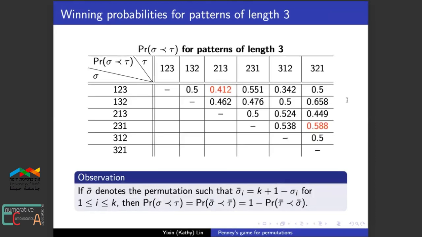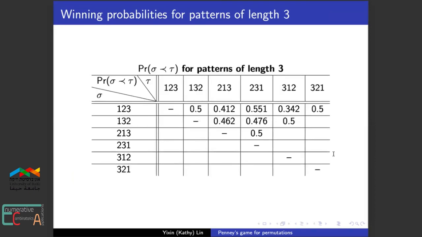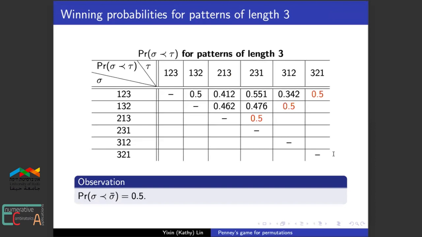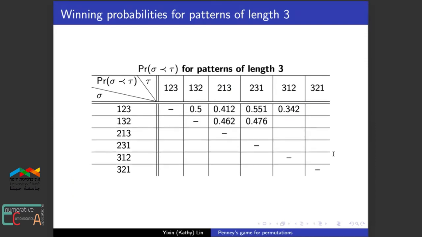Also, sorry, the probability that sigma shows up before tau is the same as the probability that the complement of sigma shows up before the complement of tau, so we don't need to worry about the right lower corner. As a result of the previous two observations, we know that the probability that sigma shows up before sigma bar, which is the complement of sigma, is 0.5. So we only need to worry about the remaining 6 probabilities here.